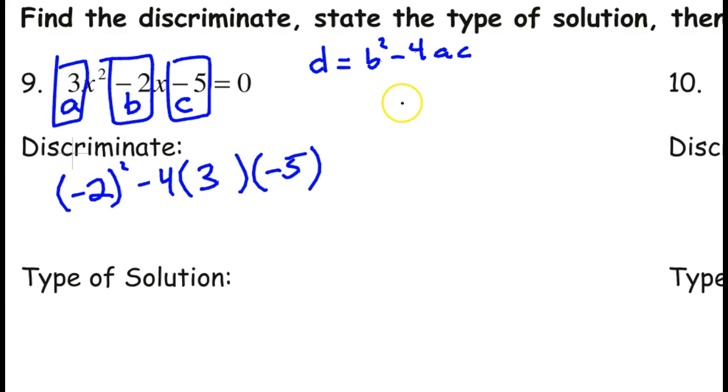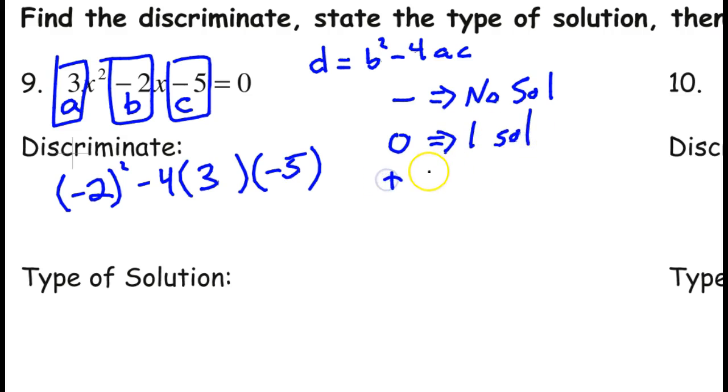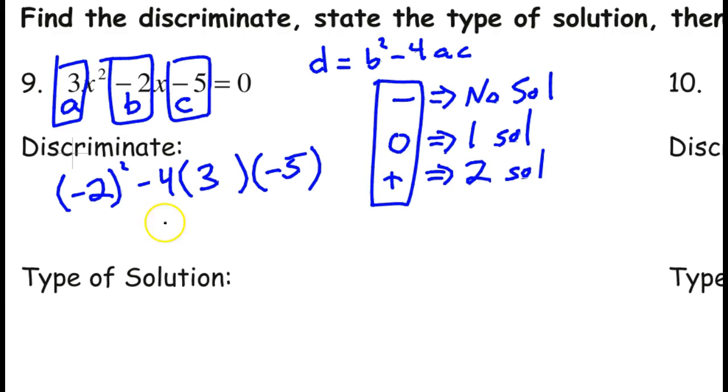Again, I'm looking to see if I get a negative answer, right? I know there's no real solutions anyway. If I get an answer of 0, I know that there's 1 answer, 1 solution. And if I get a positive answer here, I know that there's 2 solutions, 2 x-intercepts. So I'm really just looking to find the sign of the answer. The number is not too important at this point.